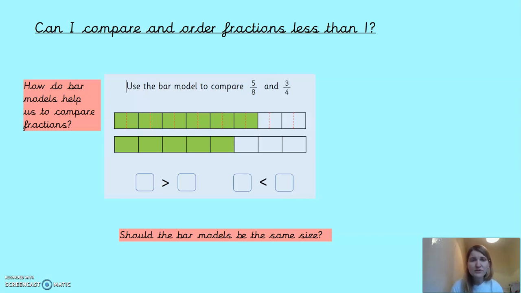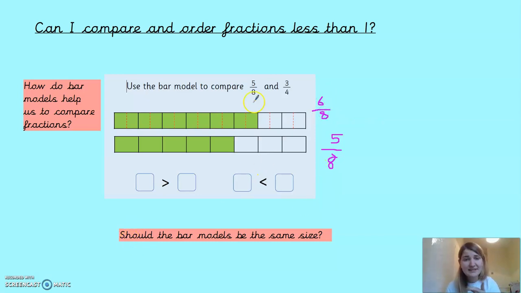Again, if we look here, we've got: use the bar model to compare 5/8 and 3/4. Let's start, which one is 5/8, which is 3/4. On this one, I've got my 5/8, 1, 2, 3, 4, 5, 6, 7, 8. This top one though, it looks like more than 3 parts are shaded. Let's investigate. Well, if I count just the green parts again, we've got 6 out of 8 shaded. So that's actually showing 6/8.